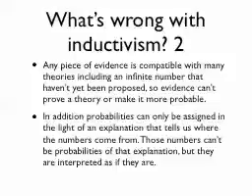In addition, any piece of evidence is compatible with many theories, including an infinite number that haven't yet been proposed. So evidence can't prove a theory or make it more probable, because it's compatible with all these theories that could be true, but you haven't assigned them probabilities or come up with a way of deciding whether they are true or not. In addition, probabilities can only be assigned in the light of an explanation that tells us where the numbers come from. Those numbers can't be probabilities of that explanation, but they are interpreted as if they are.